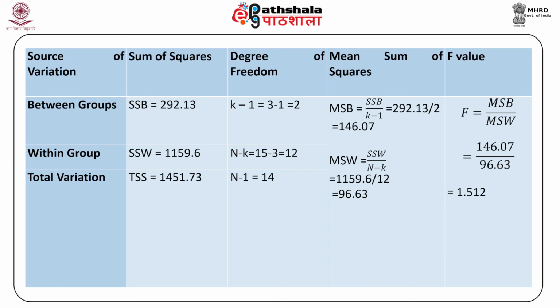And you can now see in our next column the degrees of freedom. K minus 1 comes out to be equal to 3 minus 1 equal to 2. N minus k comes out to be 15 minus 3 equal to 12, and n minus 1 comes out to be equal to 15 minus 1 equal to 14.